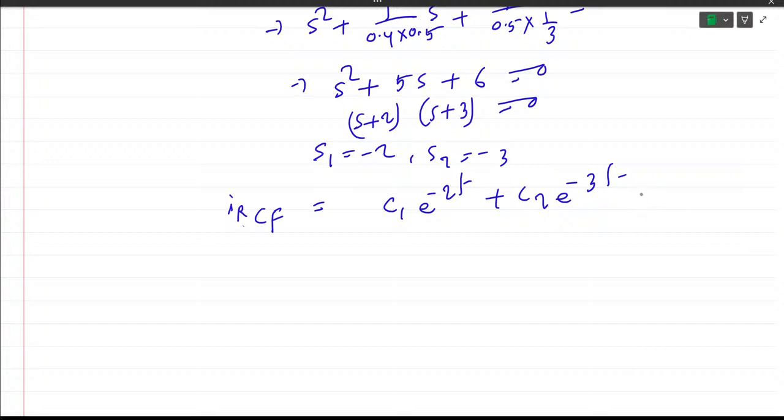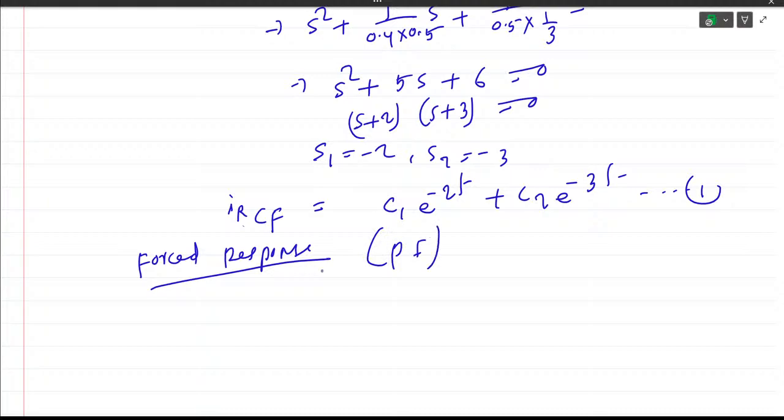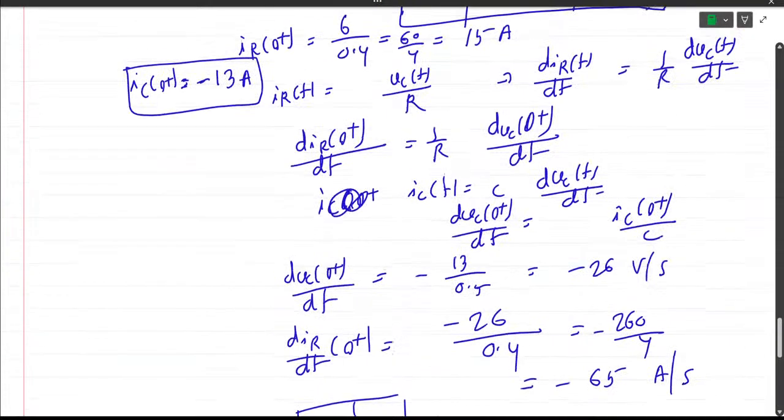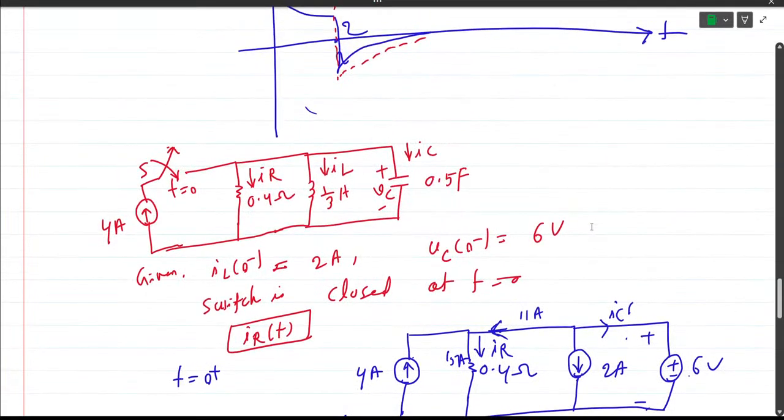This is the equation 1. Next part is the forced response or particular integral. Forced response is the same as the particular integral in a differential equation. So can anyone guess the forced response from this circuit? Understand forced response? This is the steady state response after a long time.